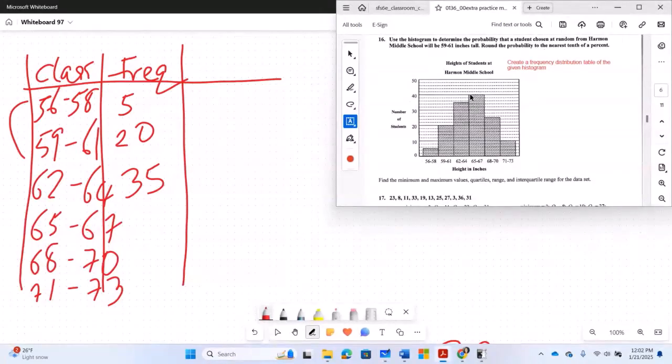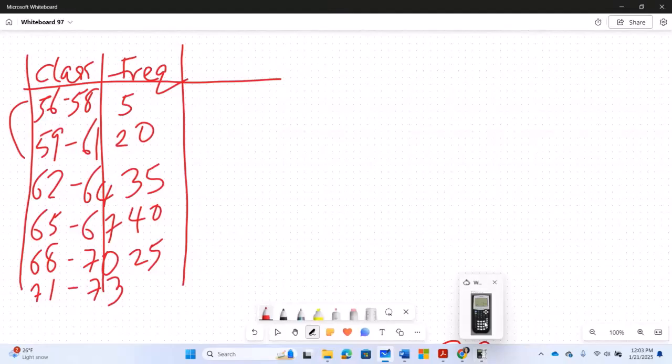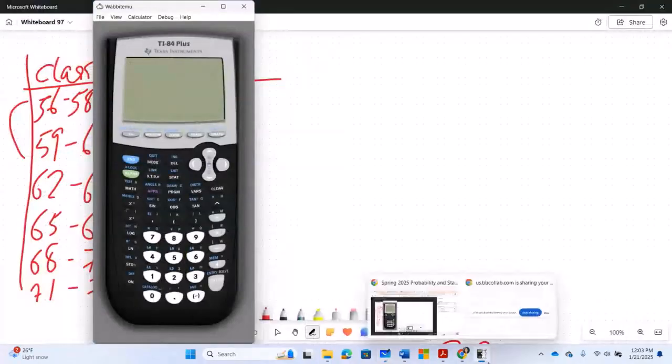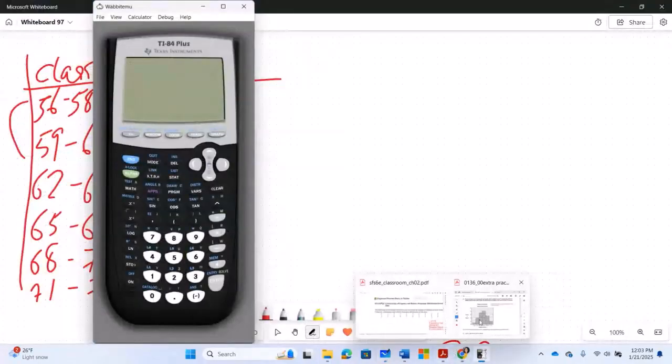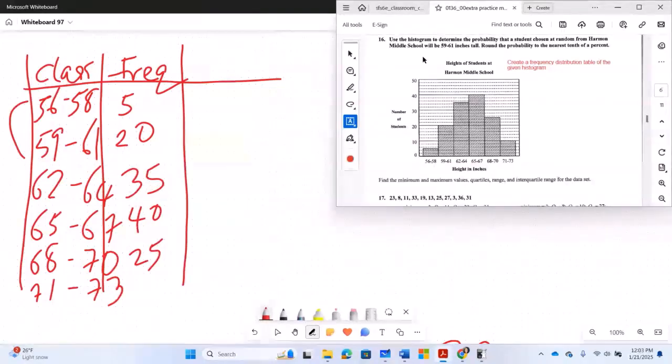The fourth class has frequency of 40, and the fifth class has frequency of 25. So this is 40, this is 25. And the last class has frequency of 10.